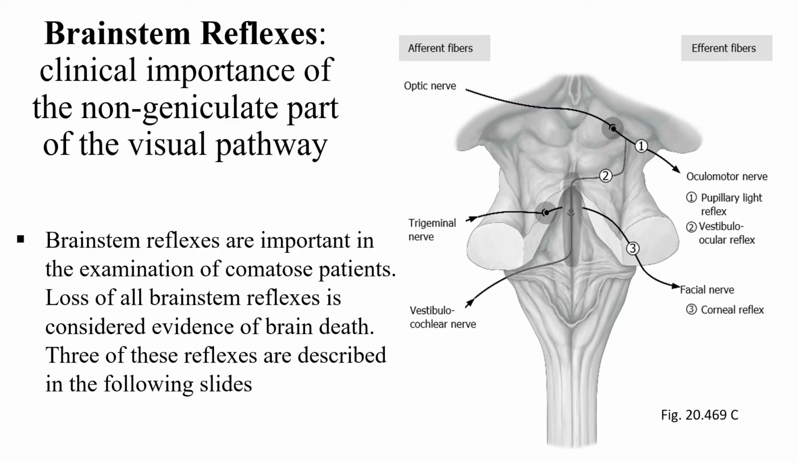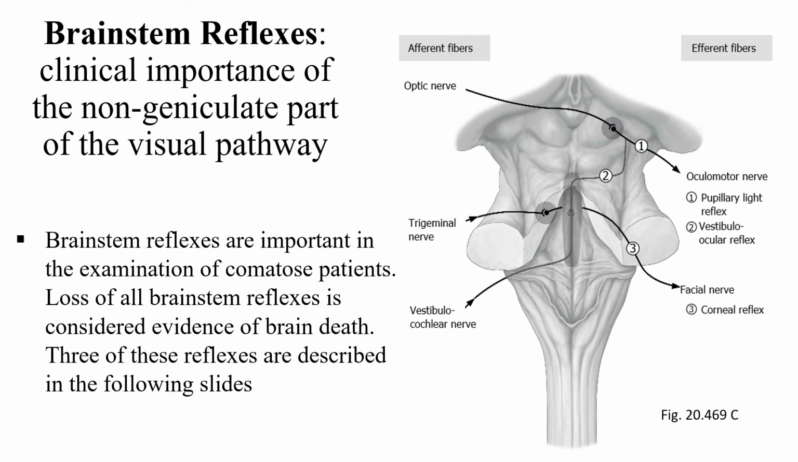So let's talk about brainstem reflexes. So the clinical importance of the non-geniculate part of the visual pathway here. So we can test it with some reflexes here. So if you look to the picture to the right, there's some numbers here. We're going to look at pupillary light reflex, the vestibulo-ocular reflex, and the corneal reflex.